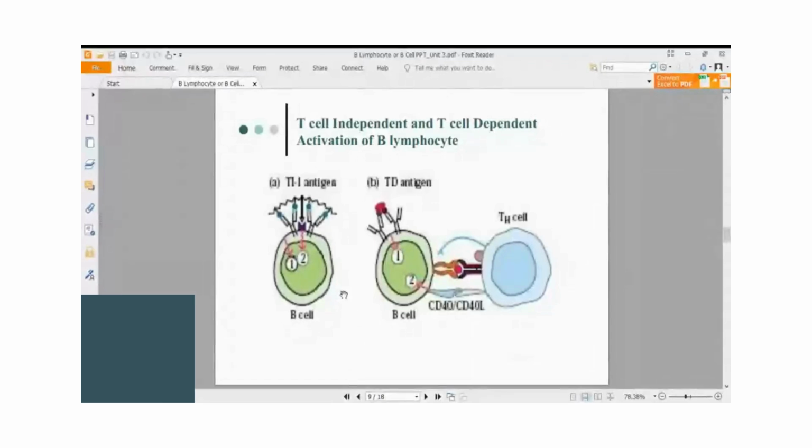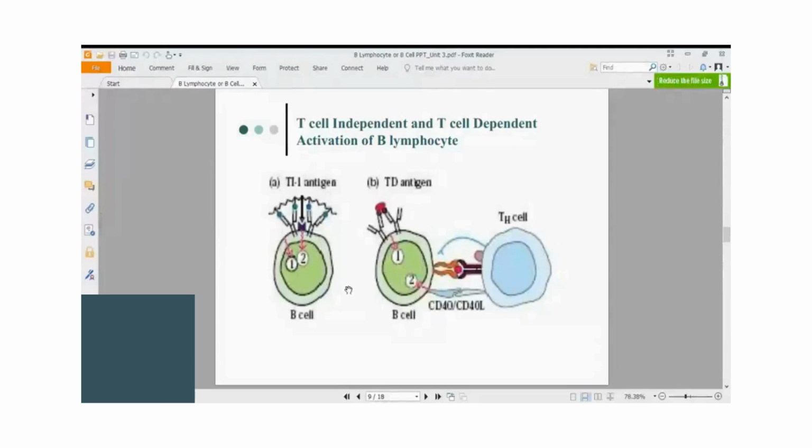So it will not be polyclonal activation. In the sense, 5 different types of antibodies are not going to be produced. It will produce only one type of antibody, and that will be IgM. And we will come across a term later when we talk about further activation of B lymphocytes through TD antigen, that is thymus dependent antigen, or T cell dependent antigen. A terminology called class switching.